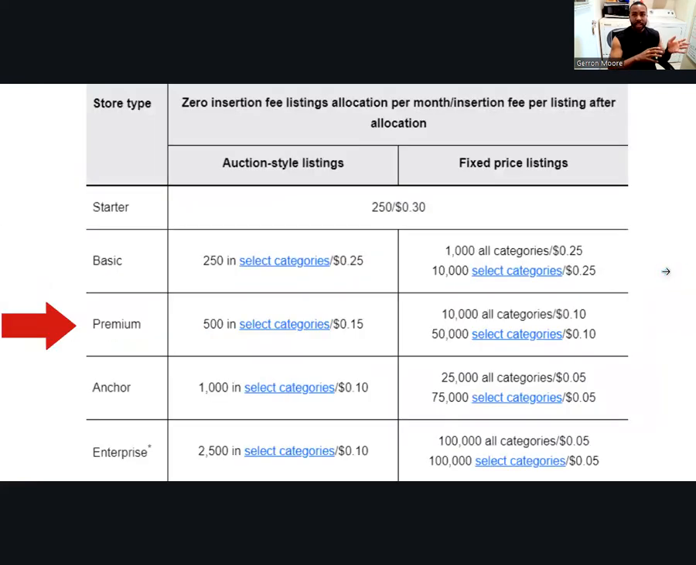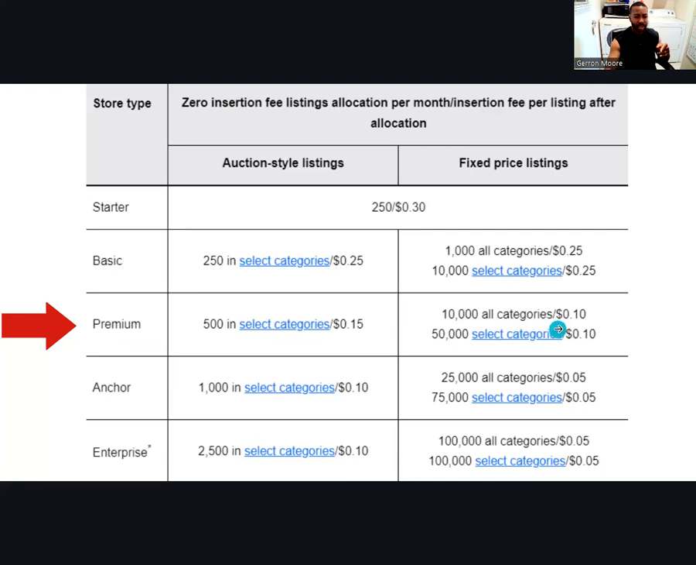Okay, so next let's talk about the allowance that is available for all sellers. Now, the amount of those allowances is going to depend. Like I said, if you're selling, you're going to get a certain amount, and it's up to 250. But if you have a store subscription, you're going to have more of those insertion fee allowances depending on the package that you have. As you see here, for the starter, you get 250, and after that it is 30 cents. Basic is, oh, sorry about that, it's 1,000, and then 25 cents, from 1,000 up to 10,000.